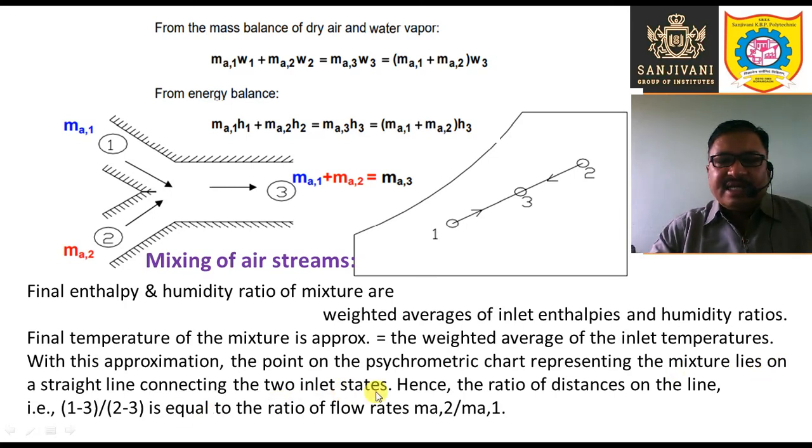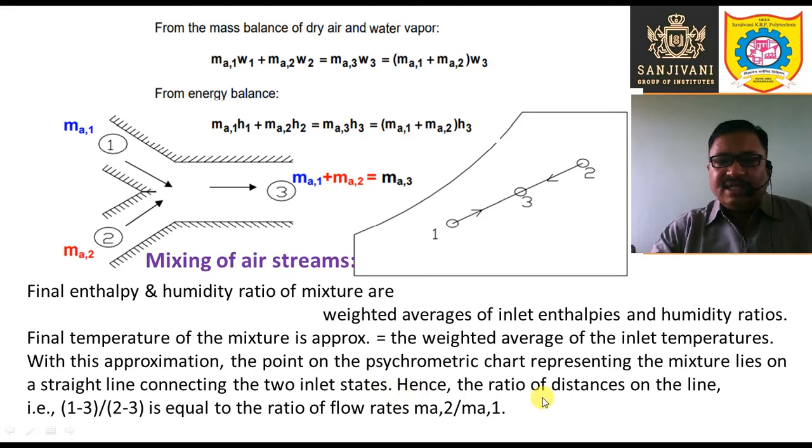With this approximation, the point on the psychrometric chart representing the mixture lies on a straight line connecting the two inlet states. So this point 3 will lie on this line joining 1 and 2 approximately. What is that approximation? The final temperature of the mixture is approximately equal to the weighted average of the inlet temperatures, right? If that approximation is considered, then point 3 is lying on the line joining 1 and 2.